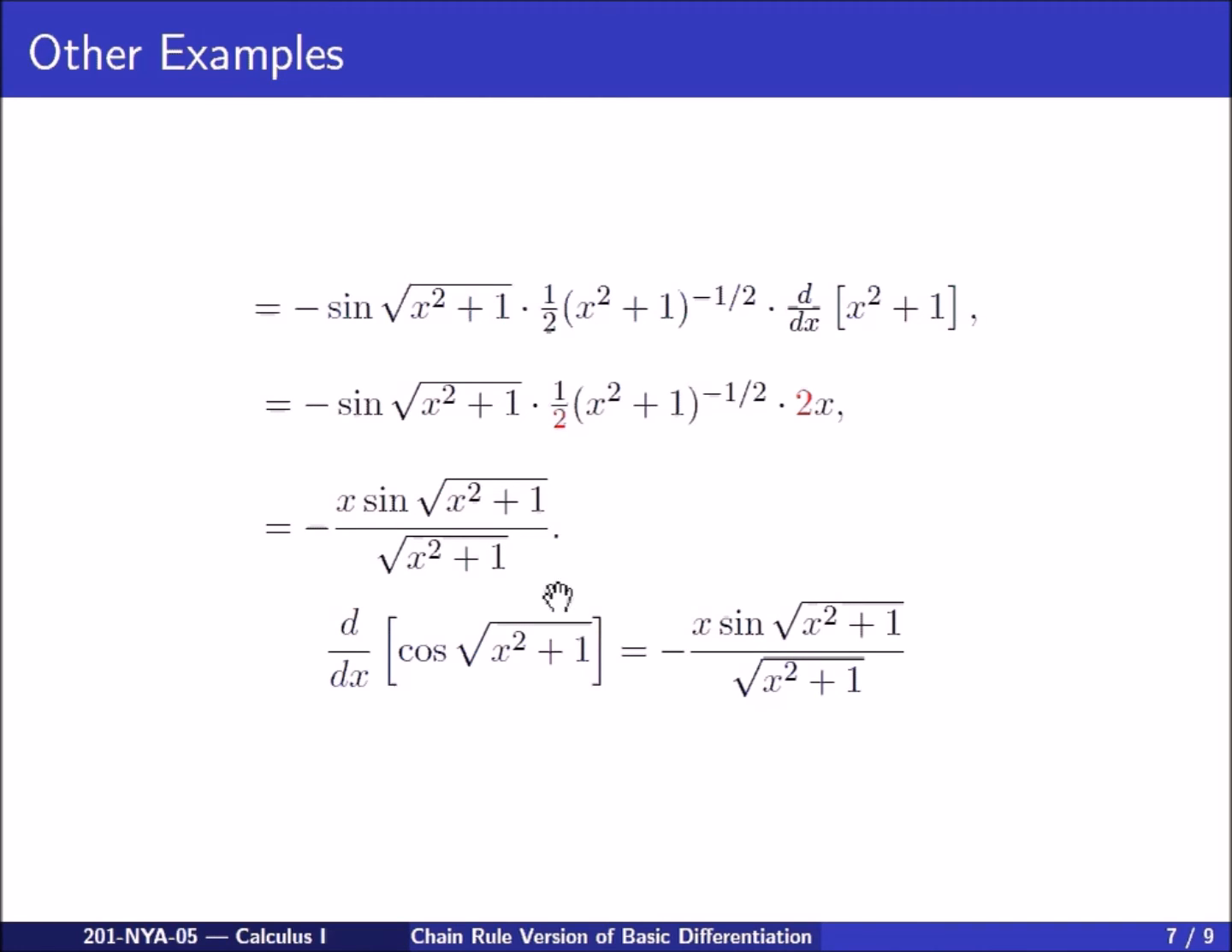And so we're done. We just found that the derivative of cosine of the square root of x squared plus 1 is minus x sine of the square root of x squared plus 1, all of it divided by the square root of x squared plus 1, which is the expression we had obtained in a previous video.